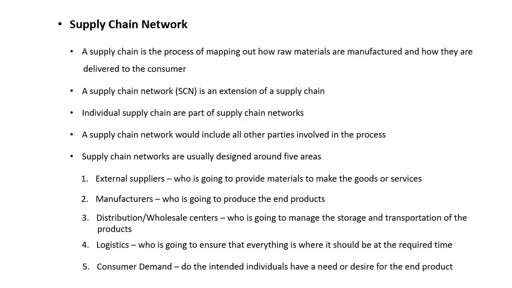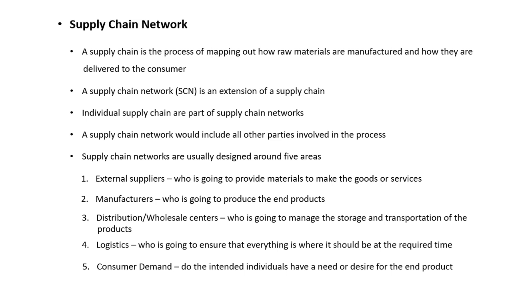Supply chain network. A supply chain is the process of mapping out how raw materials are manufactured and how they are delivered to the consumer. A supply chain network, SCN, is an extension of a supply chain. An individual supply chain is part of supply chain networks. A supply chain network would include all other parties involved in the process. Supply chain networks are usually designed around 5 areas.